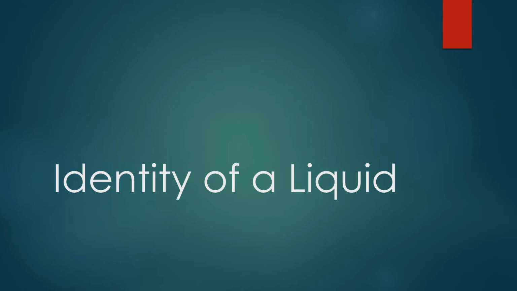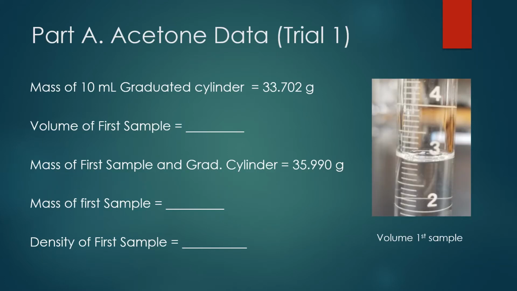Today we're going to look at the lab identity of a liquid, or identity of a compound. We are going to start the lab by collecting measurements and data on a known compound, acetone. So for part A, we are going to collect acetone data for trial 1.